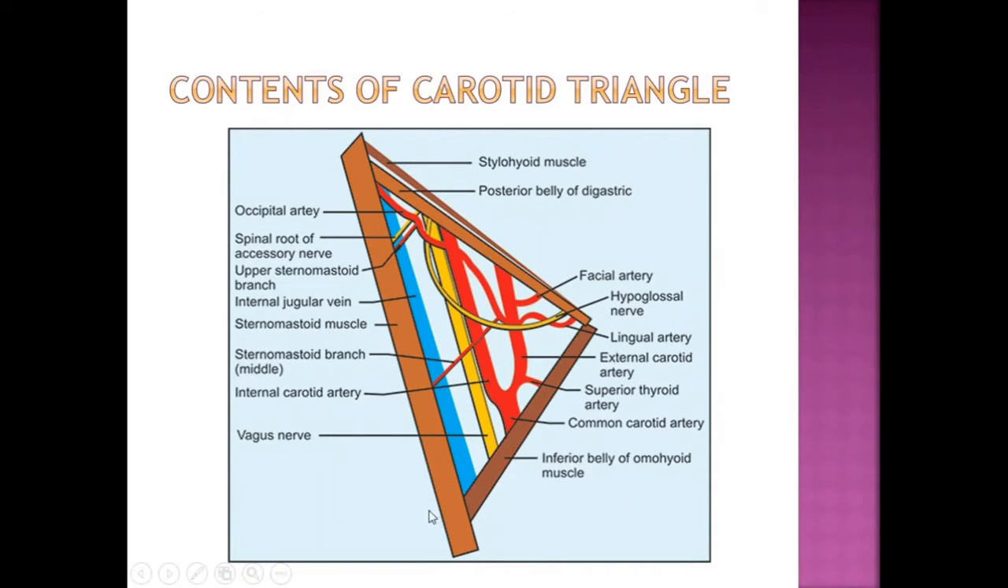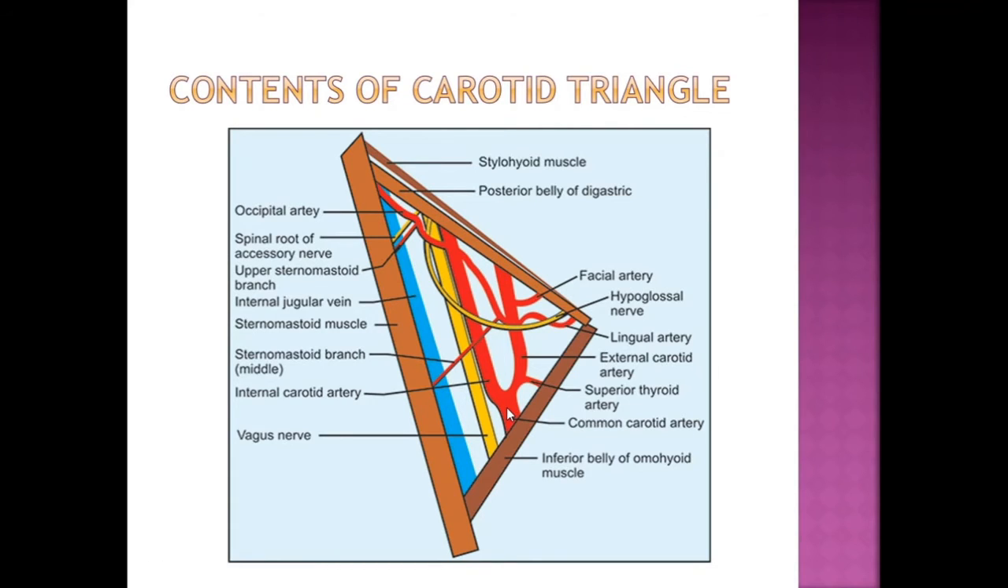So you can see the common carotid artery, then this is the external carotid artery, and this is the internal carotid artery. The common carotid artery arises on the right side from the brachiocephalic trunk behind the right sternoclavicular joint, but on the left side directly from the arch of aorta.